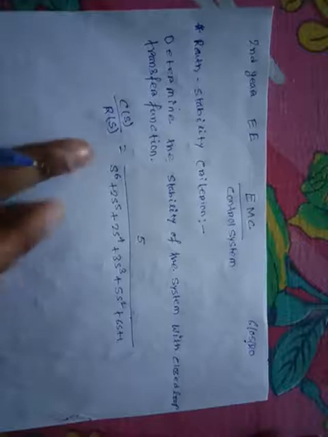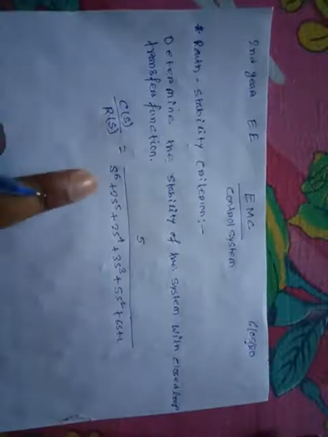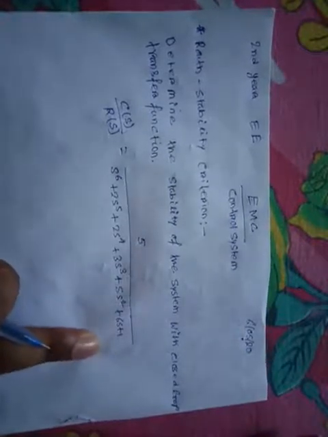In the class we are going to discuss the Routh stability criteria. I have taken an example for clear understanding of the Routh stability criteria. Determine the stability of the system with the closed loop transfer function. It is a closed loop transfer function. It is a characteristic equation.